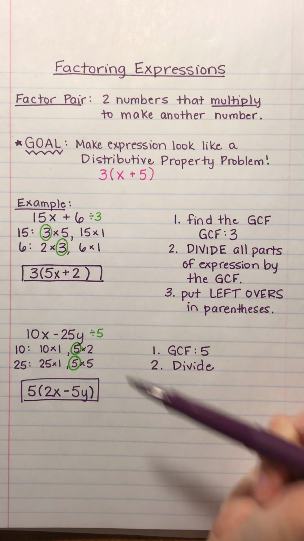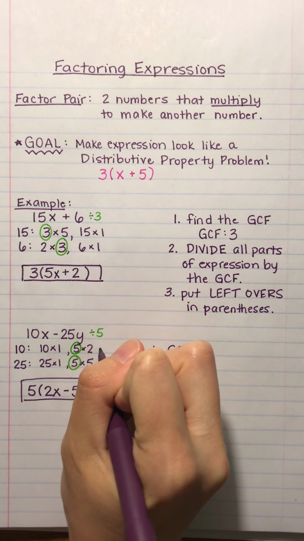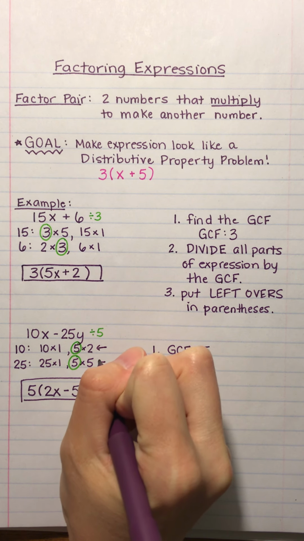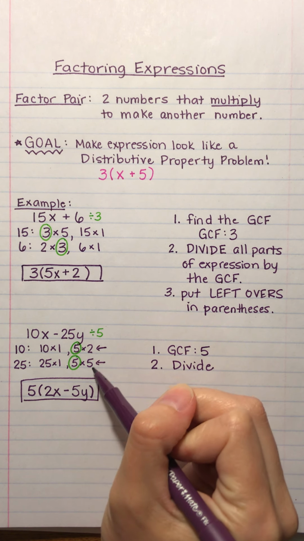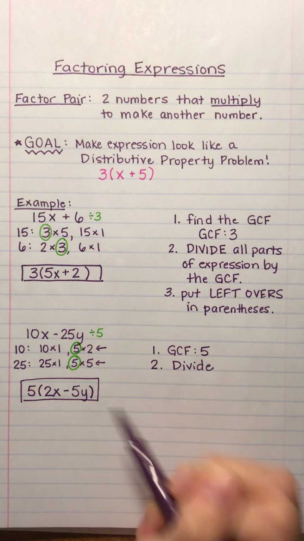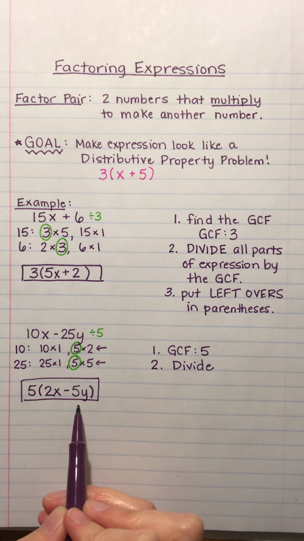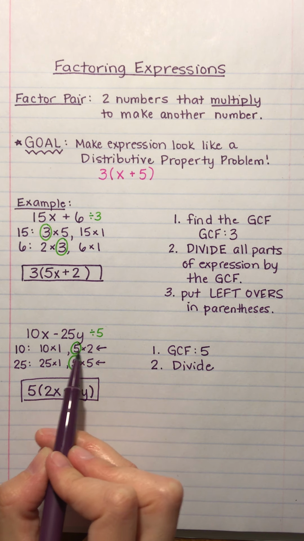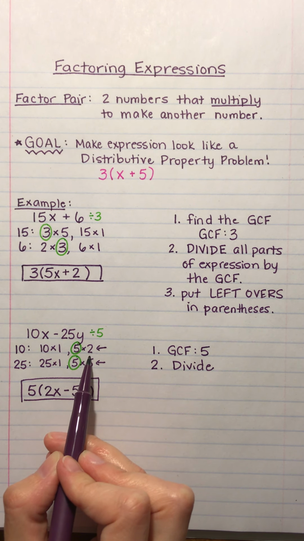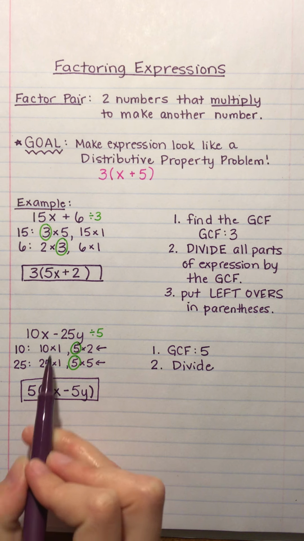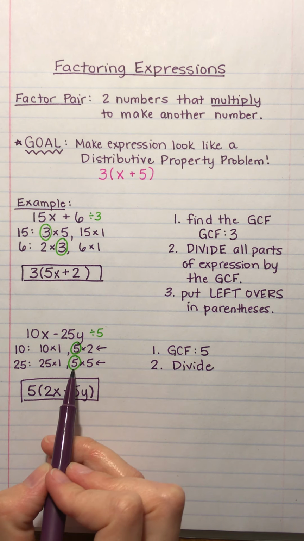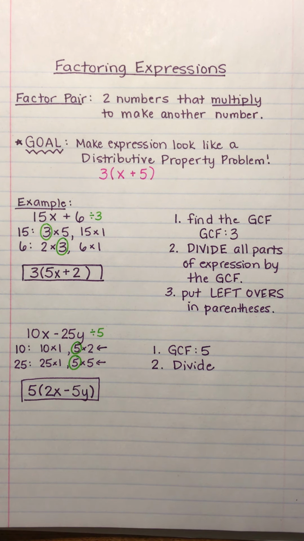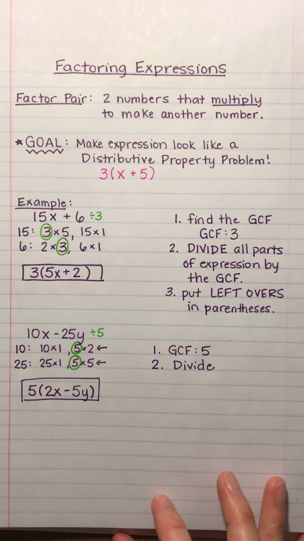One other trick. Right here, where I found my greatest common factor, those numbers next to it actually end up being the numbers that are inside my parentheses. So that means when I did 10 divided by 5, my leftover was 2 and it was right there. I just had to put it in the parentheses. Same thing with 25 divided by 5 equals 5. So the answers are actually right there ready for you. You just have to use them.